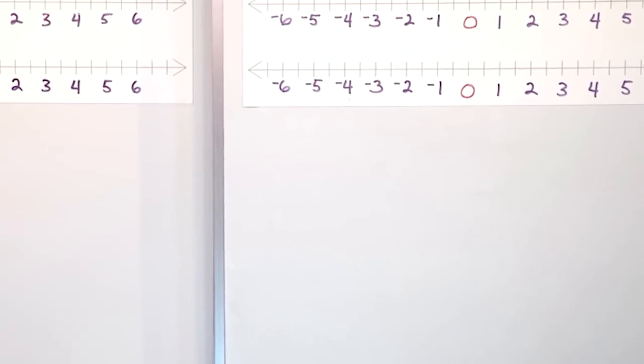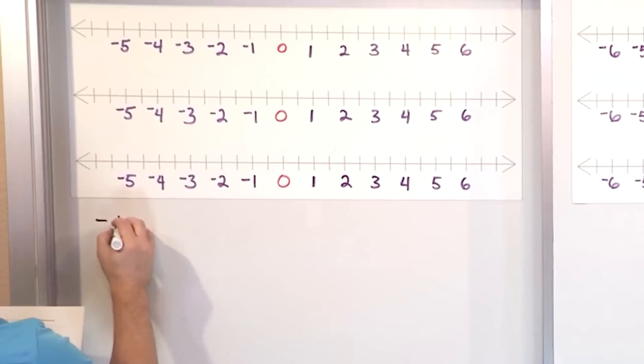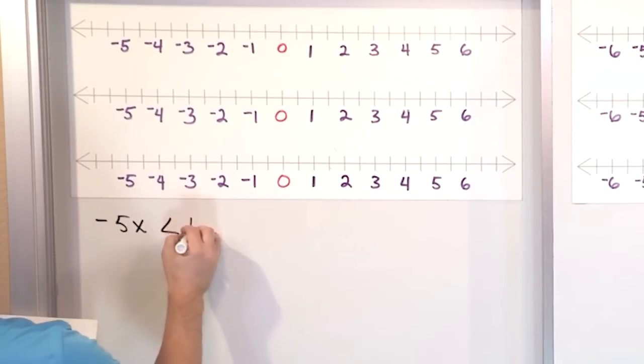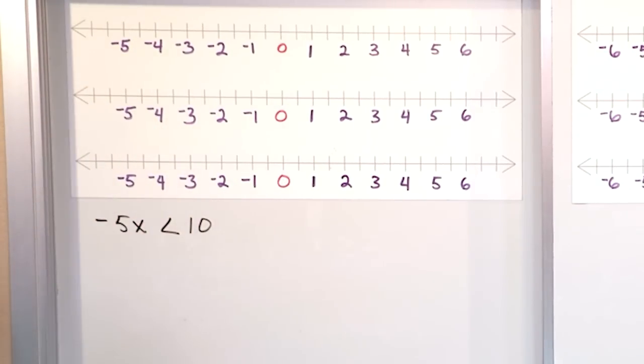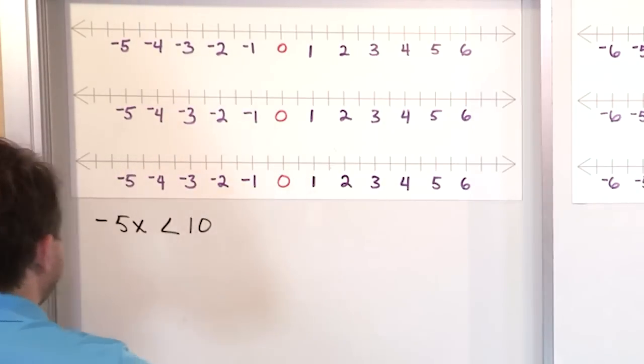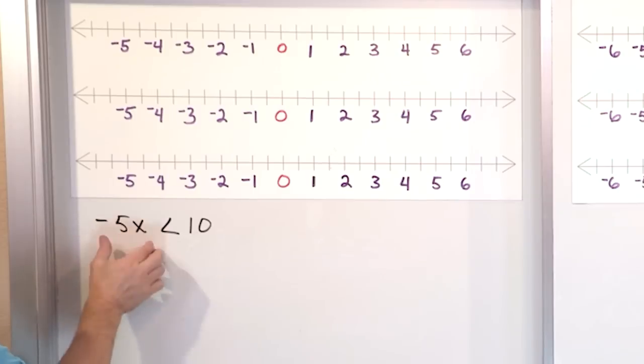All right, for our next problem, let's say we have negative 5x is less than 10. Negative 5x is less than 10. So you treat it like an equation. Now what you need to do is divide both sides by what? By negative 5 to get x by itself.